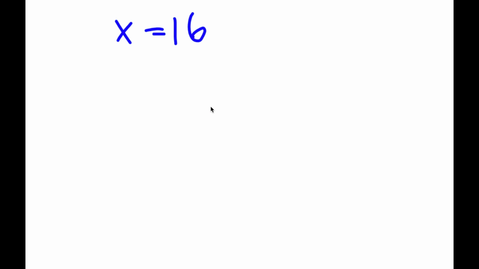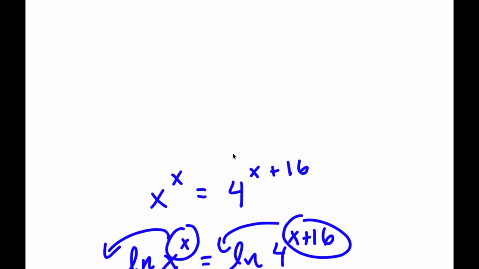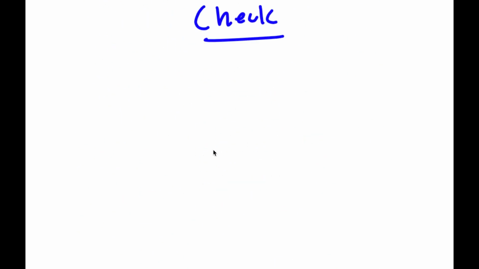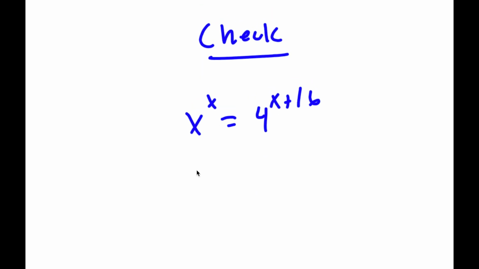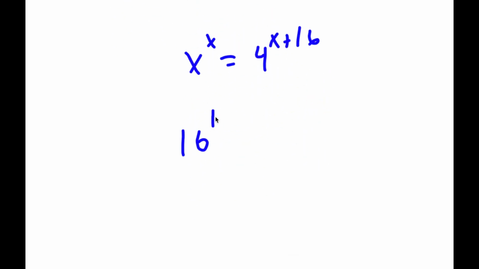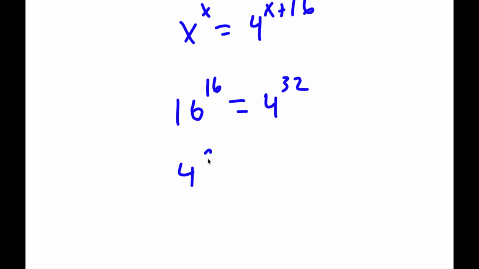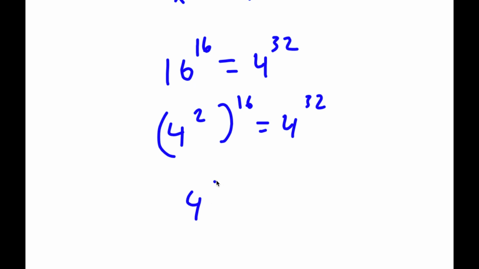Now for method 2 to check, I have x to the power of x equals 4 to the power of x plus 16. x equals 16, so I have 16 to the power of 16 is equal to 4 to the power of 32. 16 is 4 squared, so I have 4 squared to the power of 16 is equal to 4 to the power of 32, meaning 4 to the power of 32 is equal to 4 to the power of 32.